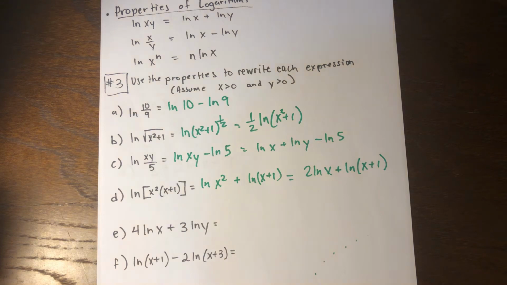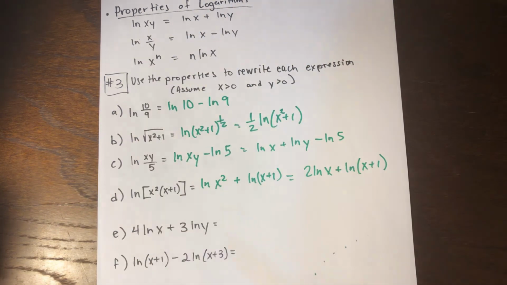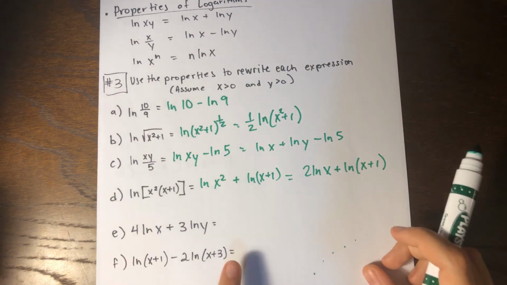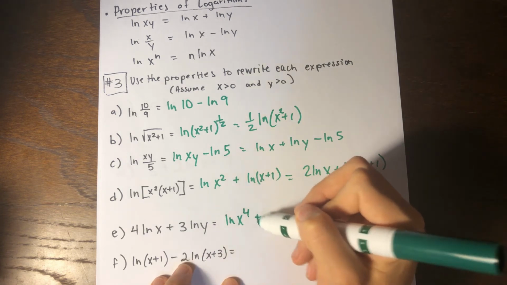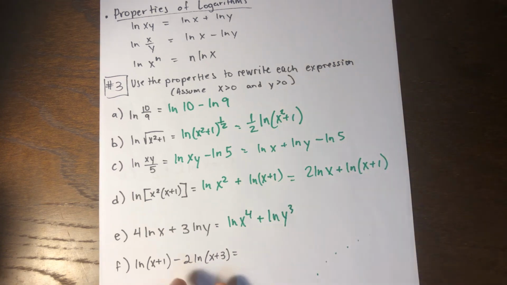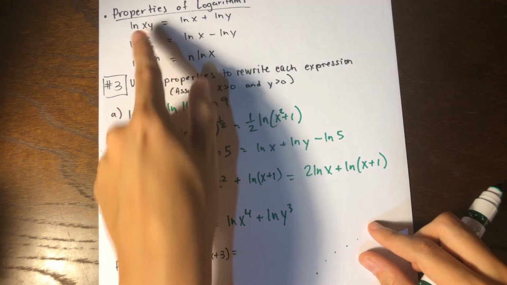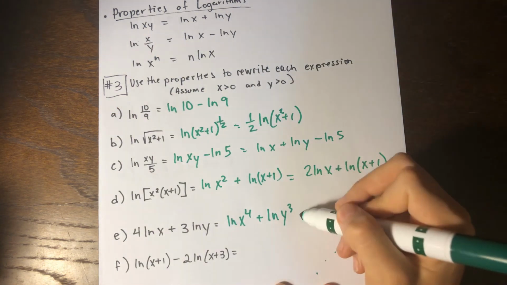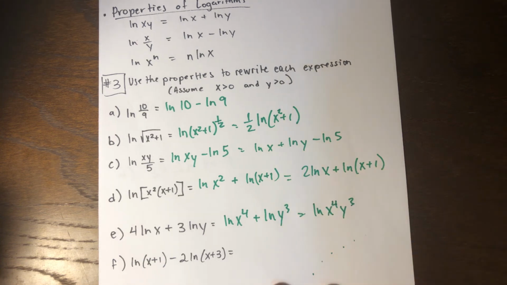The next one, I have 4 natural log of x plus 3 natural log of y. So they already have it separated. Now we have to rewrite it like this. If 4 is in the front, that must mean it was a power. So I know it's natural log of x to the 4th plus the natural log of y to the 3rd. Then I know if they were being added, that comes from the property of multiplication. So it would be the natural log of x to the 4th times y to the 3rd.